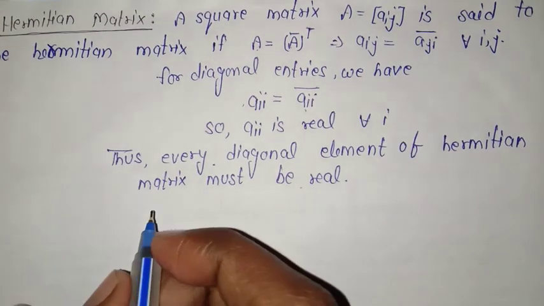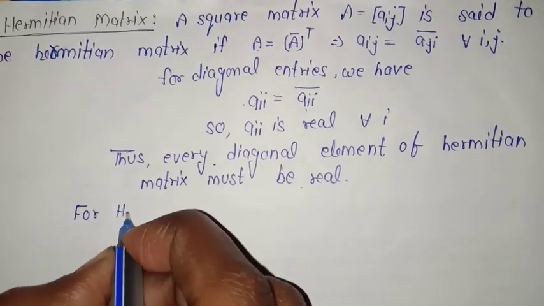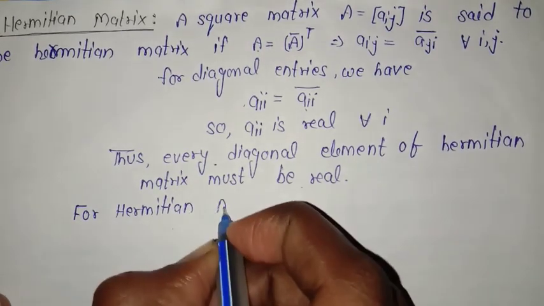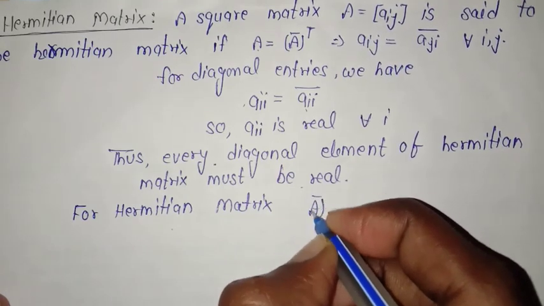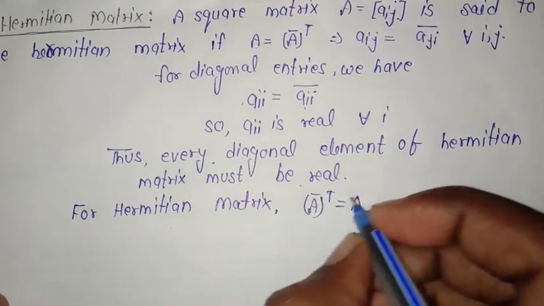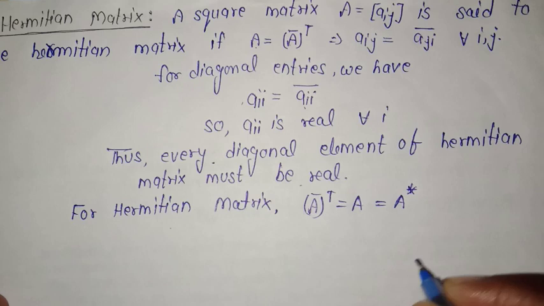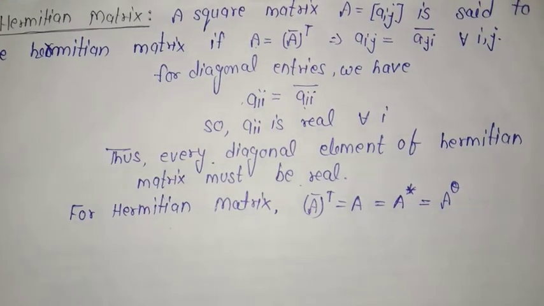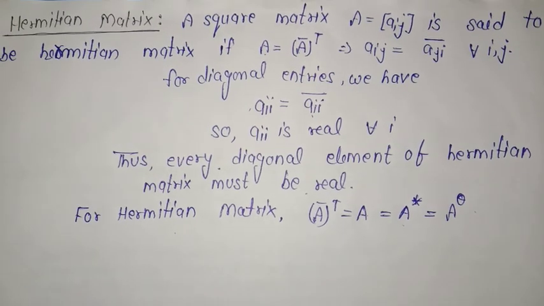Now we know that for a Hermitian matrix, the conjugated transpose of A is equal to the matrix. Some books denote it by A star. The conjugated transpose of A is denoted by A star, and some books denote it as A theta. So whichever notation is given, you will understand that it is a Hermitian matrix.